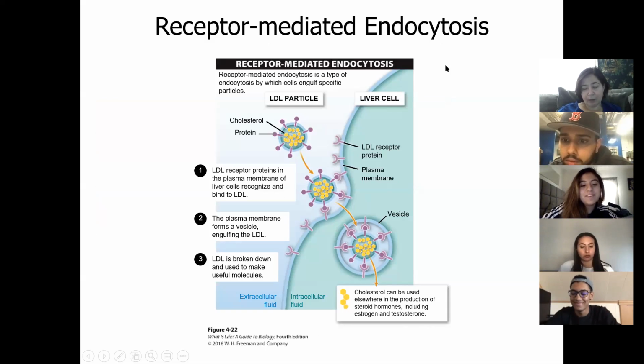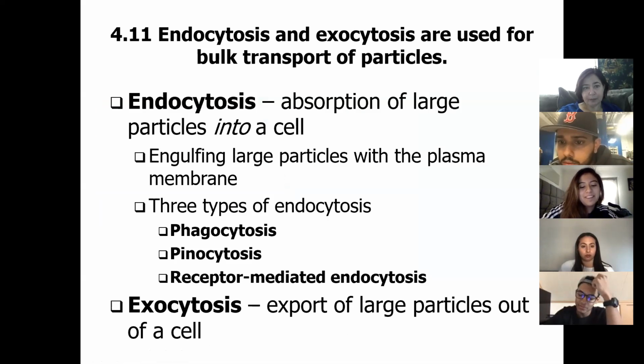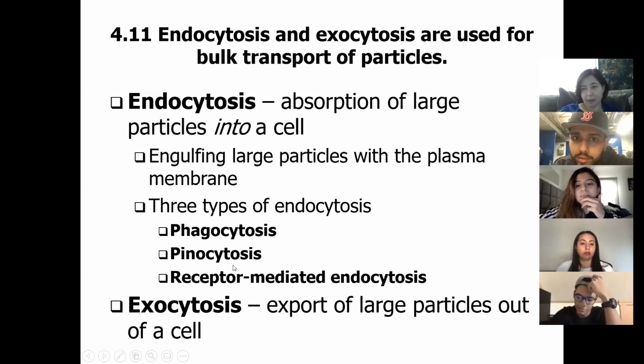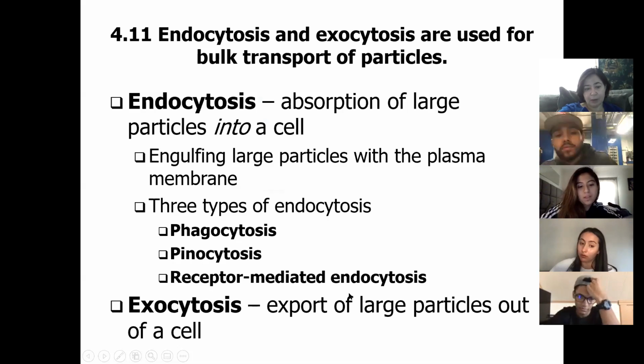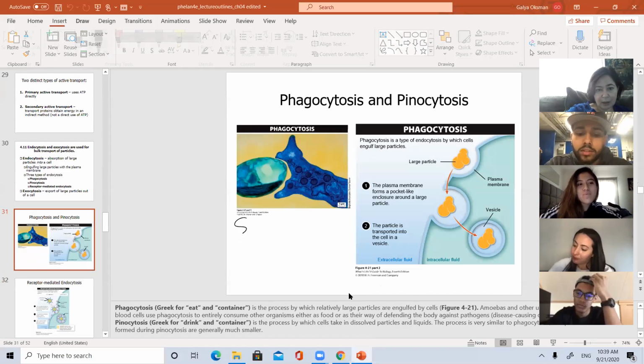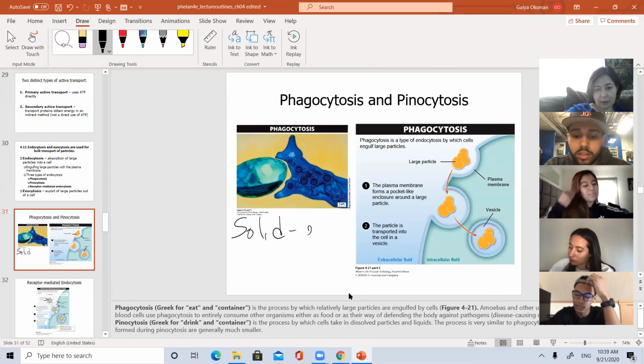This is called endocytosis. Endo means inside. Engulfing large particles with the plasma membrane. There are 3 types. Phagocytosis: phago means solid, eating. Pinocytosis means liquid, drinking. And the third one is called receptor-mediated endocytosis. So let me just show you. Phago means solid, eat.